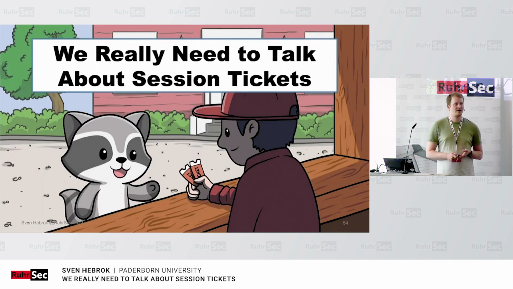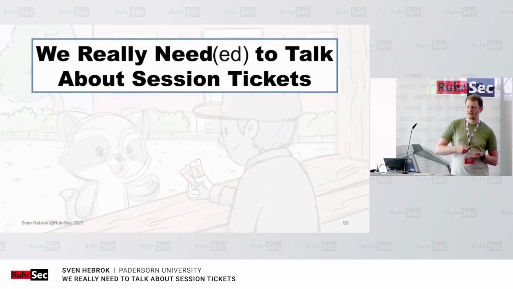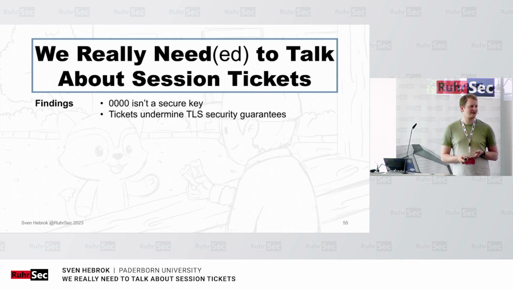So to summarize all of this, we have seen that 0 maybe isn't a secure key. We've seen that tickets, if they're used incorrectly, can severely undermine the TLS security guarantees. Because usually, if you use TLS, you should be sure that an attacker cannot impersonate the server. You should be sure that if the communication is recorded and you do a Diffie-Hellman key exchange, that it later cannot be decrypted anymore.